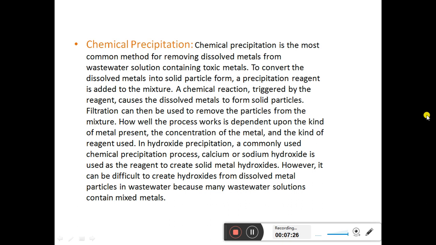In hydroxide precipitation, a commonly used chemical precipitation process, calcium or sodium hydroxide is used as the reagent to create the solid metal hydroxides.